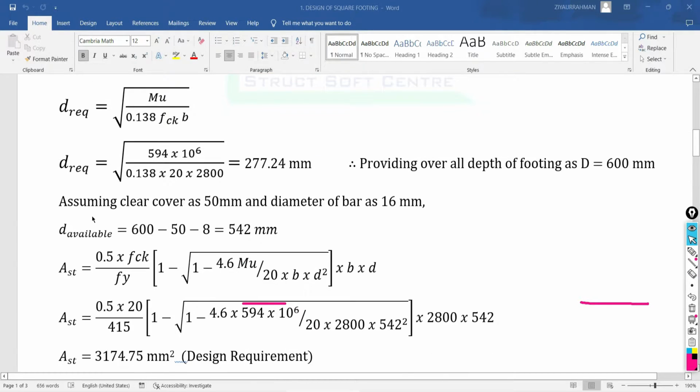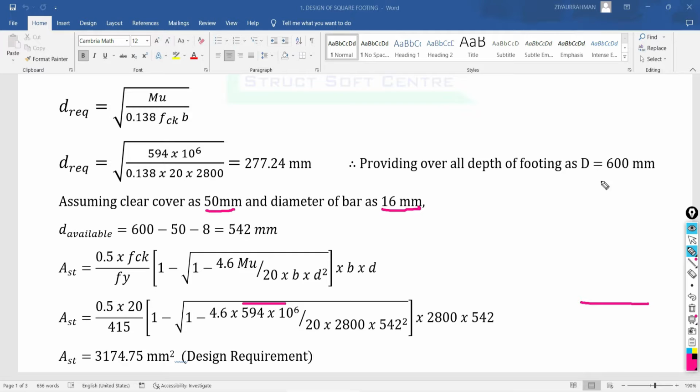Now finally I would like to calculate how much the effective depth of the footing will be. So I am going to consider the clear cover of the footing as 50 mm as specified. The clear cover for the footing should not be less than 50 mm. That's why I am going to consider 50 mm as the clear cover, and the diameter of bar we are going to assume as 16 mm.